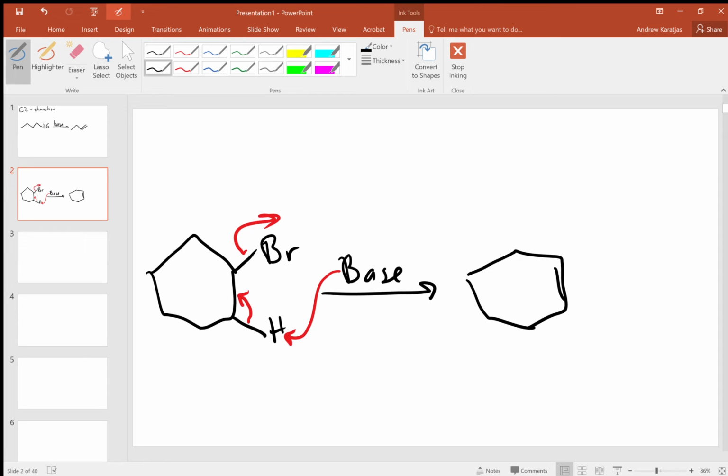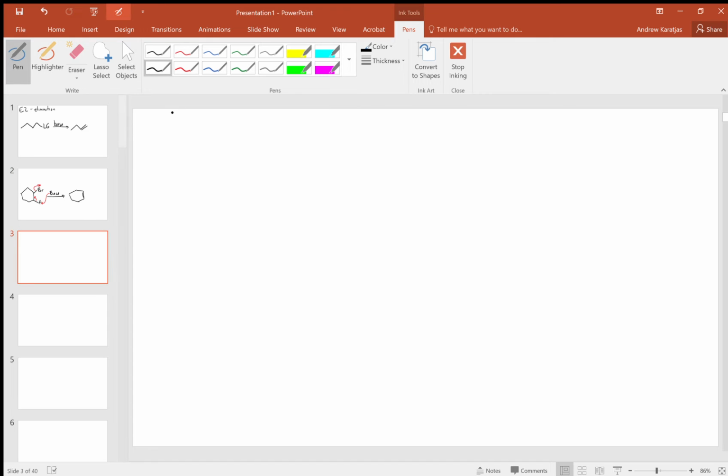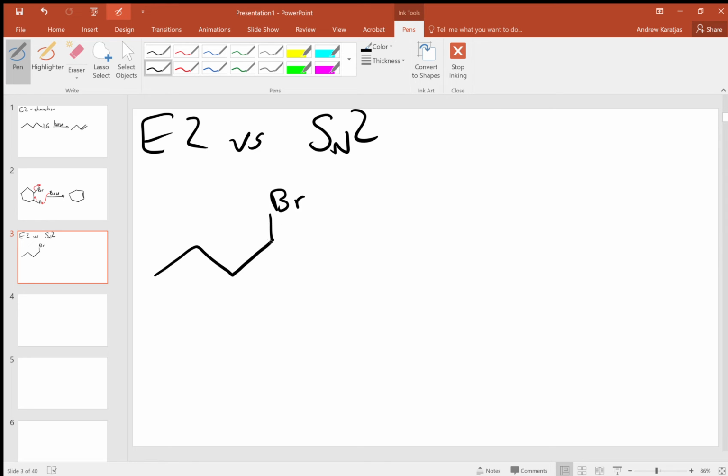Two major things that we want to talk about as they relate to the E2 reaction. One, what is it that differentiates E2 versus SN2? Both of these are bimolecular reactions. Both of them involve something like an alkyl halide or some sort of alkyl group with a good leaving group.